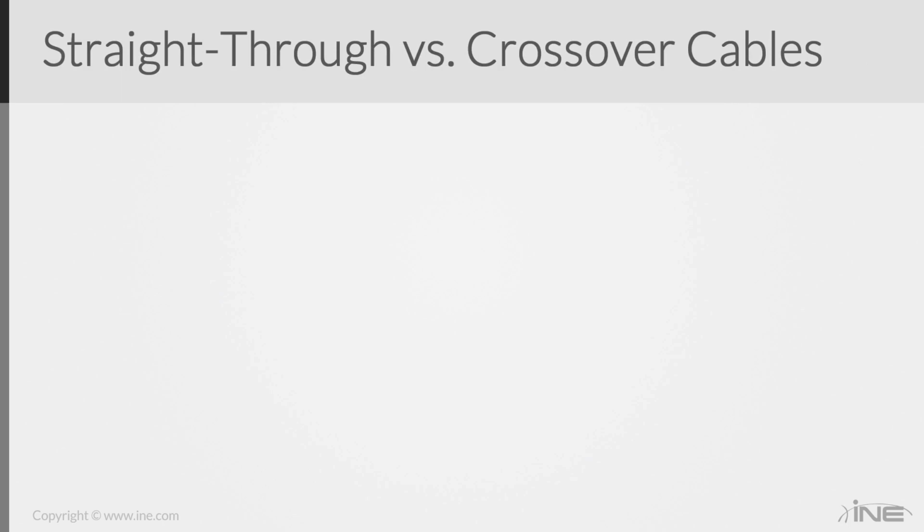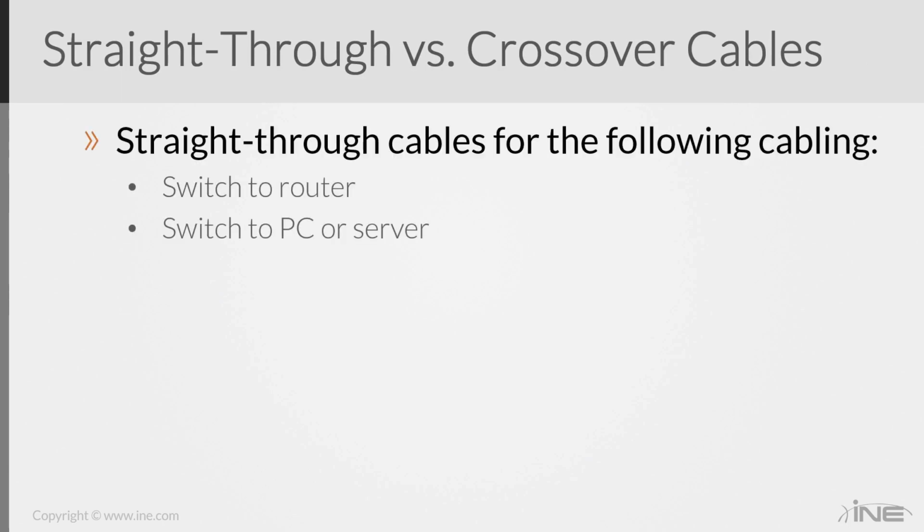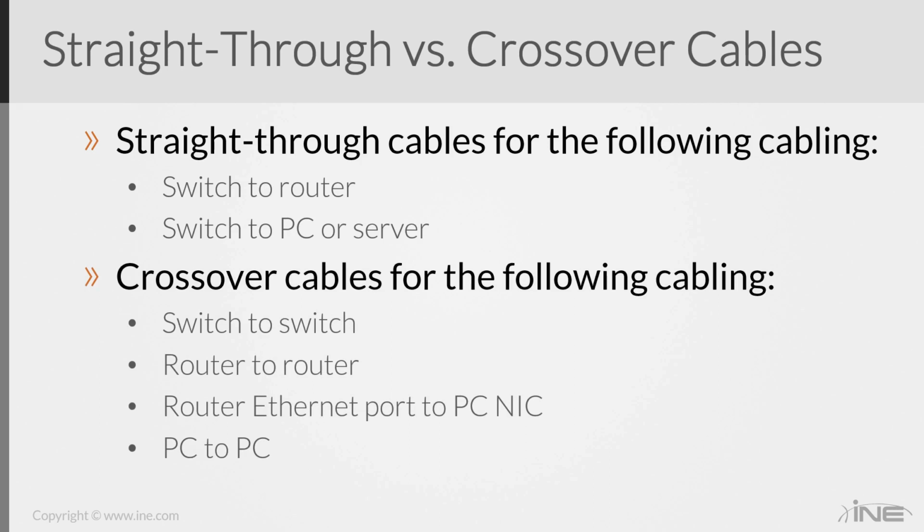Now, straight through versus crossover. Straight through cables are for the following cabling. You're going to do switch to router, switch to PC, or server. So this is going to be non-like devices. You're going from a computer to a switch. If the switch is in the middle somewhere, then you can use Ethernet all day long. The moment you're connecting like devices together, you need to be using crossover cables because the send and receive pins need to be swapped as you're going across. So switch to switch, router to router, router Ethernet port to PC NIC, PC to PC. That's basically how it goes.